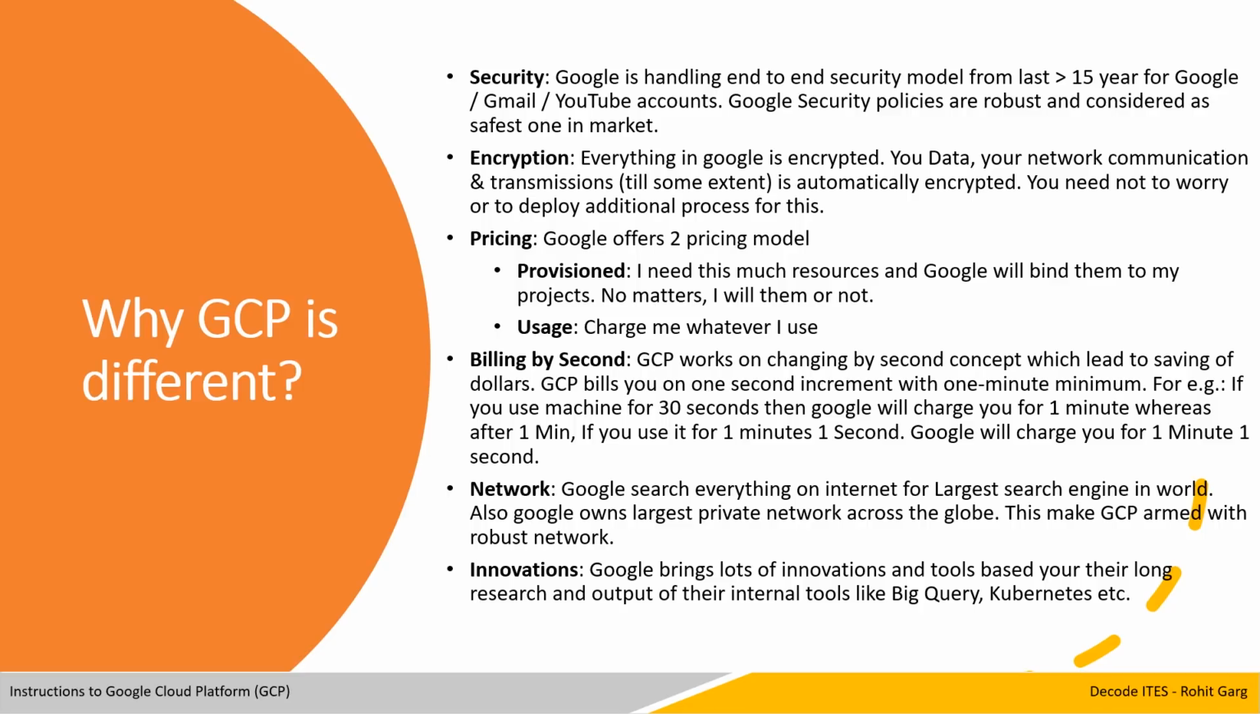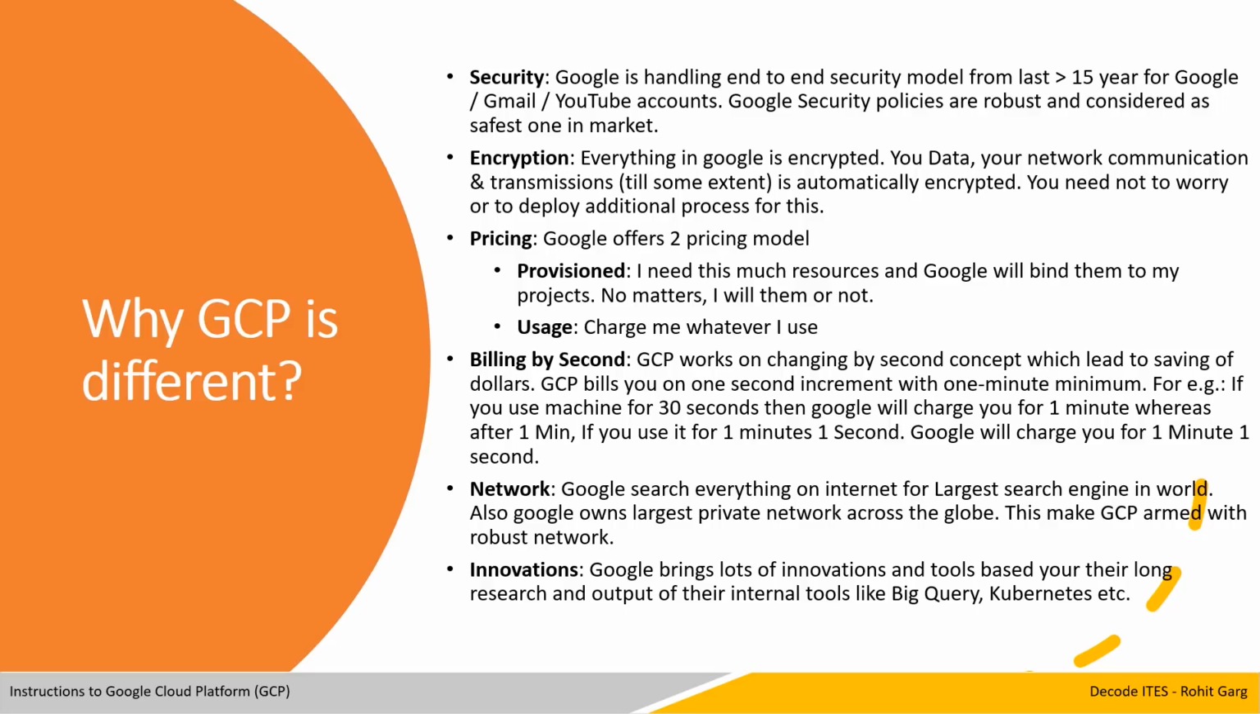Pricing. Google offers two pricing models, provision and usage. Provision means I need this much of resource and Google will bind those resources for you. It doesn't matter whether you use them or not. The best one is usage: charge me for whatever I use. This is the best part that the cloud provides you.